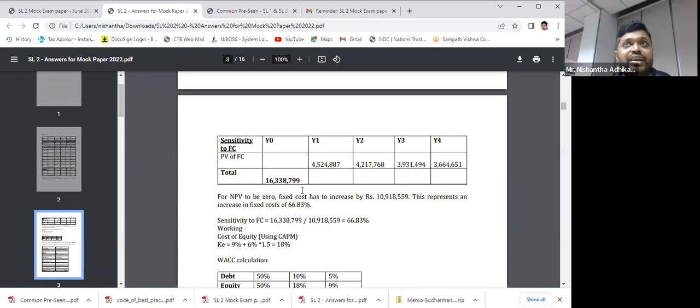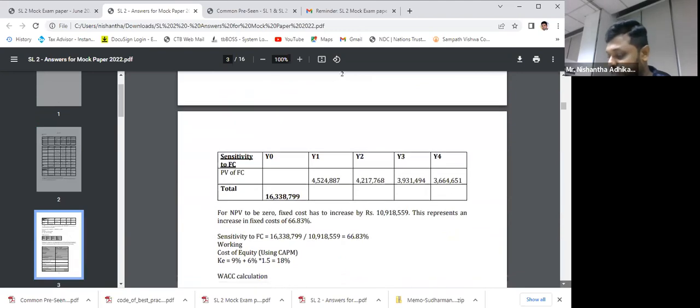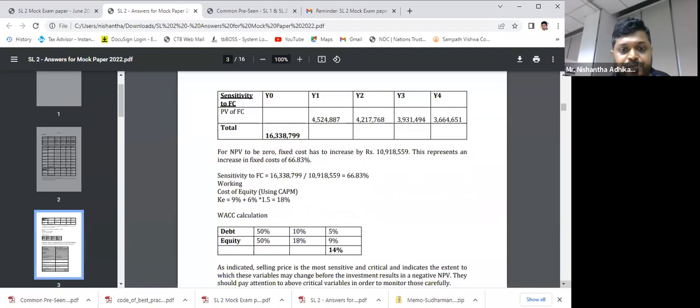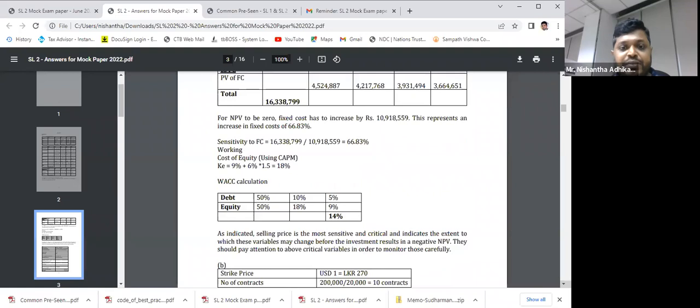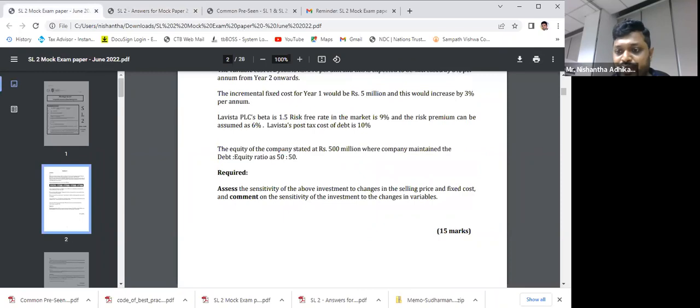That means if we look at the revenue only, it should change by 5%. Based on this answer, 5%. That means a 5% change in revenue may make the project indifferent, right? You have to keep in mind, that is how sensitivity analysis should be performed, right? Now the computation given is how to calculate WACC and cost of capital. Selling price is the most sensitive factor, right? Then we will move to part B of the question.